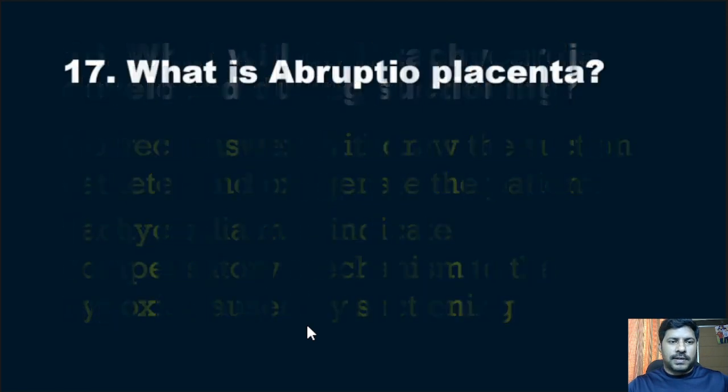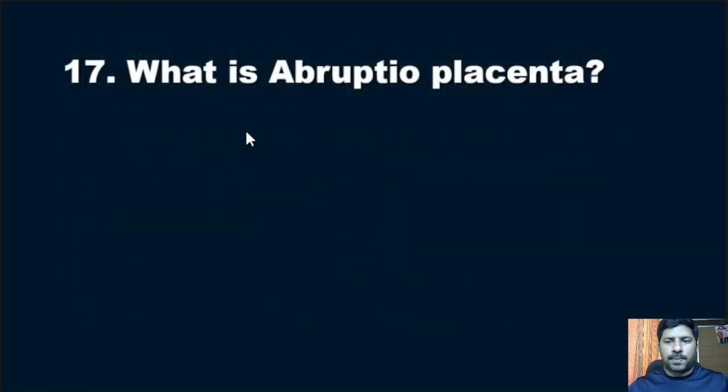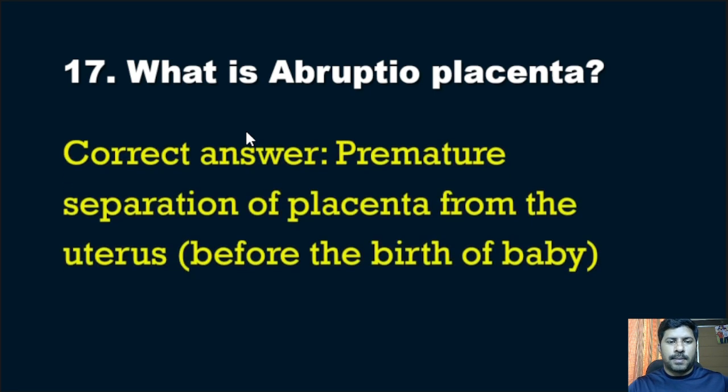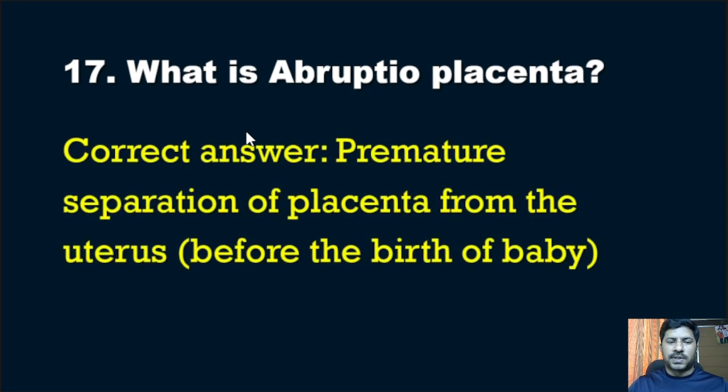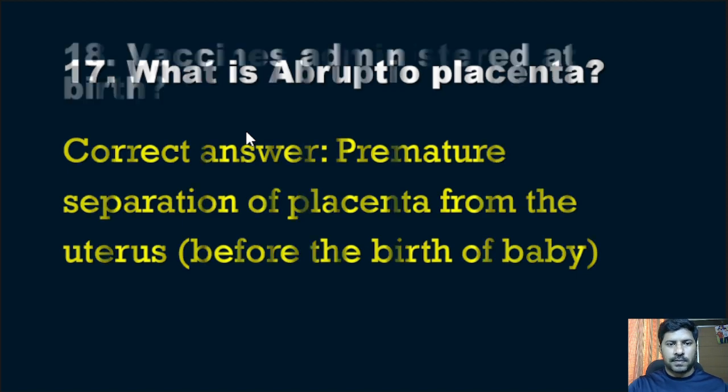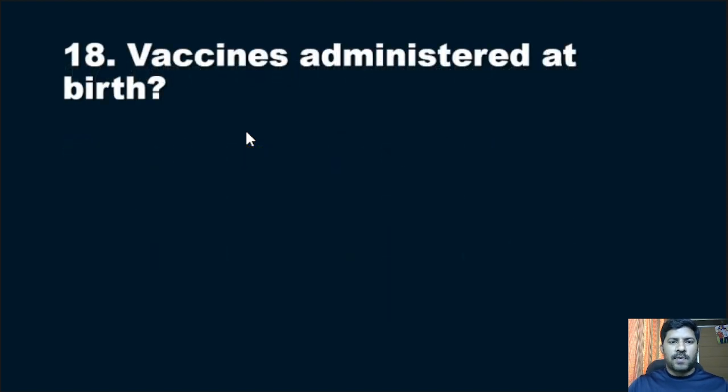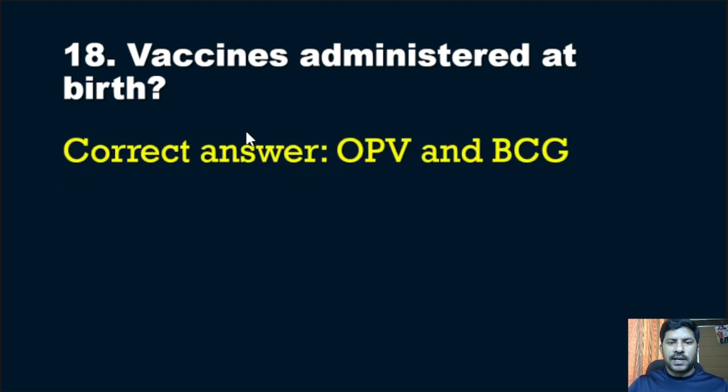Next question. What is abruptio placenta? That is premature separation of the placenta from the uterus before the birth of the baby. Next question. Vaccines administered at birth. Usually OPV and BCG. I think you got an option that hepatitis B also. So hepatitis B also can be administered during birth or within 4 weeks.